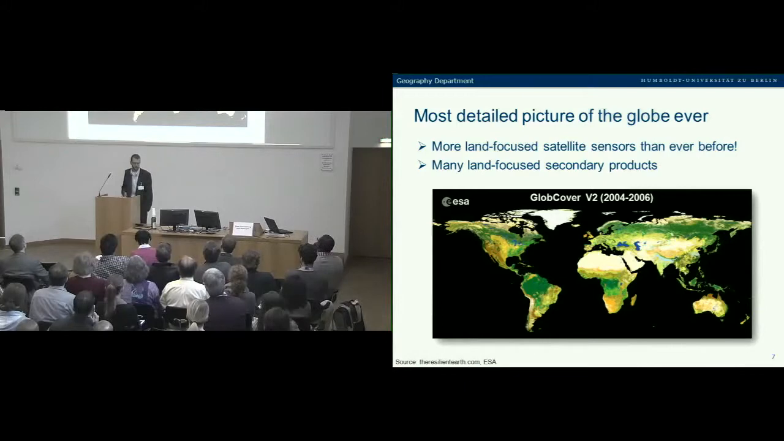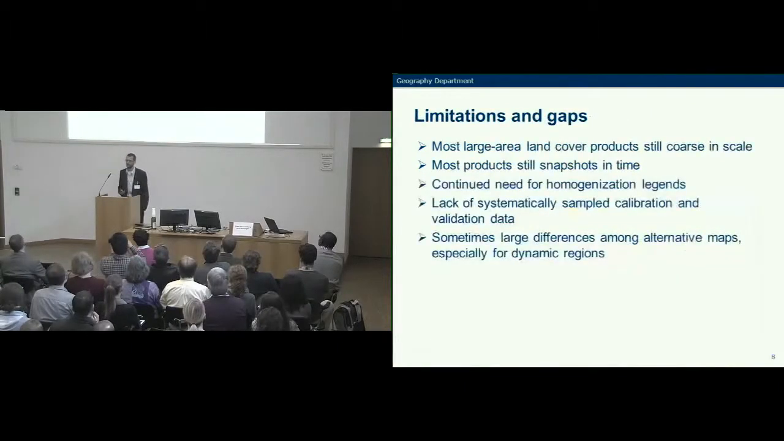And here you can see one such product, a relatively fine-scale land cover map, the GlobCover product from the MERIS satellite at a resolution of 300 meters. Products like that, it's just breathtaking when you go back to what the situation was like 10 years ago, 20 years ago, and how far we have come in regards to really mapping land cover and land use at broad scales. Nevertheless, there are still quite big limitations and gaps here.